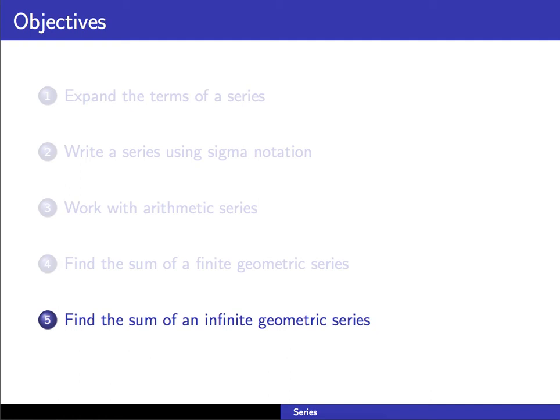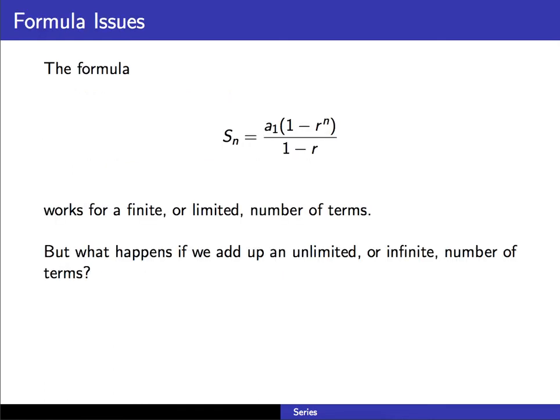All right, in this video, we're going to look at finding the sum of an infinite geometric series. So in our last video, we looked at the formula for a finite geometric series given here, where a1 is our first term. And it works for a finite or limited number of terms, but what happens if we want to add up an unlimited or infinite number of terms?